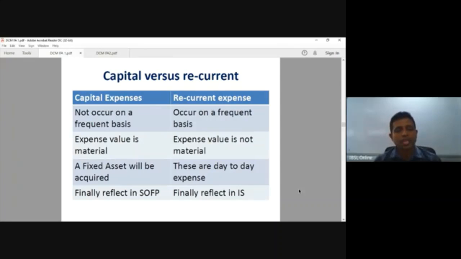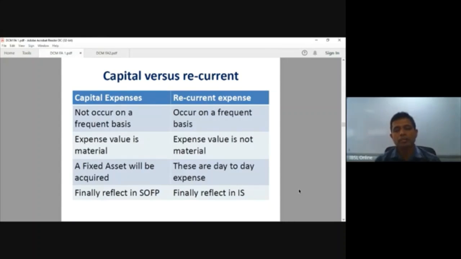A fixed asset will be acquired. When you purchase a machinery, that is called a fixed asset, a long-term asset, an asset that generates income for a longer period of time. These are day-to-day expenses. With electricity payment, you don't have an asset acquired. Those are general payments.